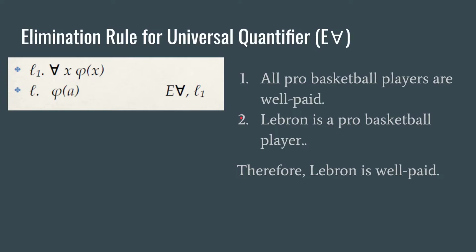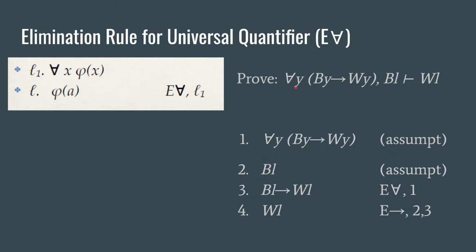Here's a nice example of the elimination rule for the universal quantifier. Suppose we have an argument like so. All pro basketball players are well paid. LeBron is a pro basketball player. Therefore, LeBron is well paid. We can symbolize that like this. For all y, if y is a basketball player, then y is well paid. LeBron is a basketball player. Those are our two premises. And the conclusion we're drawing is that LeBron is well paid.